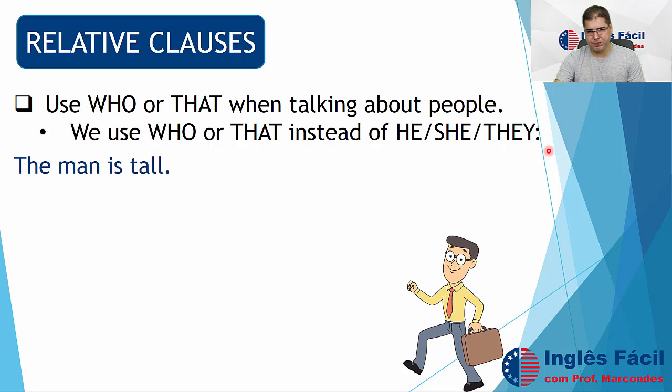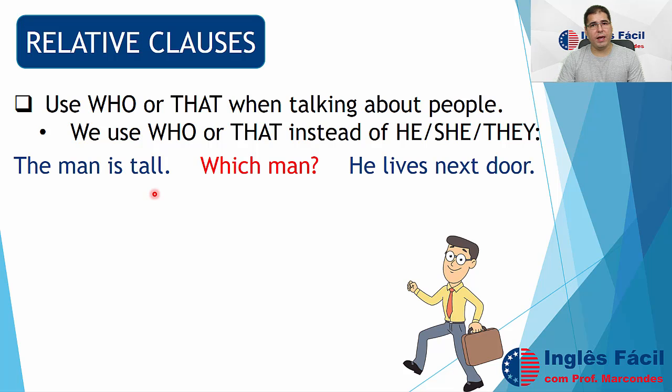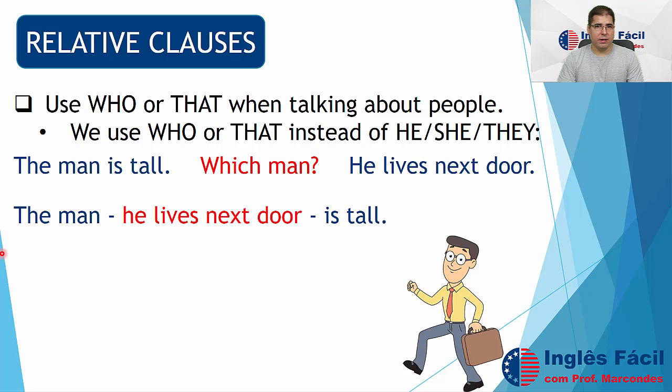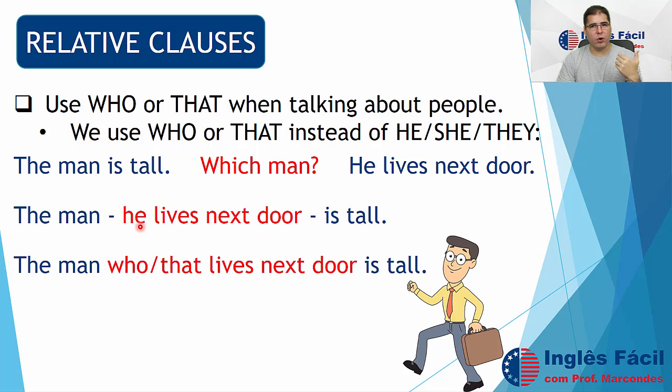Let's see an example. The man is tall. Now, which man? He lives next door. So, the man, he lives next door, is tall, right? Now, remember, we can use who or that to replace he in the relative clause, right? So, we are going to say, the man who lives next door is tall. Or, if you prefer, the man that lives next door is tall, okay?